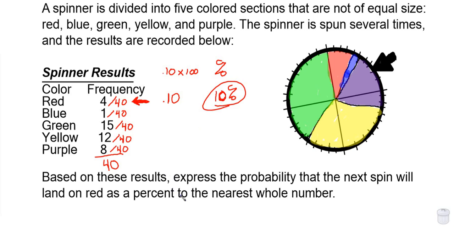And so, probability in a percent to the nearest whole number. There we go, 10%. There's 3 examples that get you going on the probability fractions, decimals, and percentages. You go have fun with it.